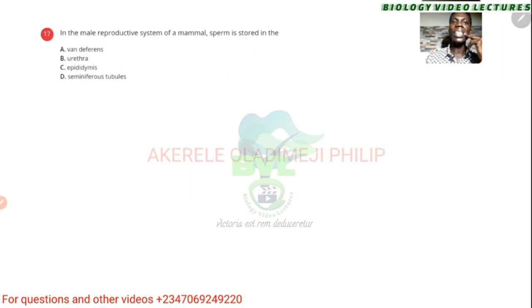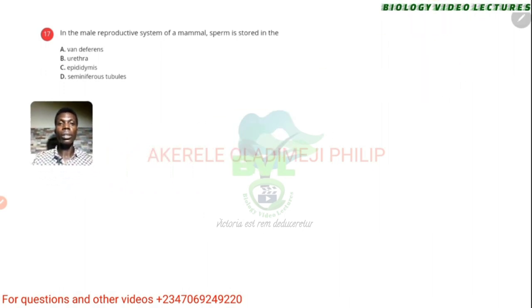All right. Now, in the male reproductive system of a mammal, sperm is stored in the what? Well, let's be careful. Let me analyze the answer here. Sperm is made in the seminiferous tubule. So you can say spermatogenesis takes place in the seminiferous tubule, while it is stored in the epididymis and a little part of the vas deferens. But pay attention, the vas deferens, otherwise called sperm duct, is what transports the sperm during ejaculation. Sometimes you can have a little of this sperm there, but where it is stored is in the epididymis.